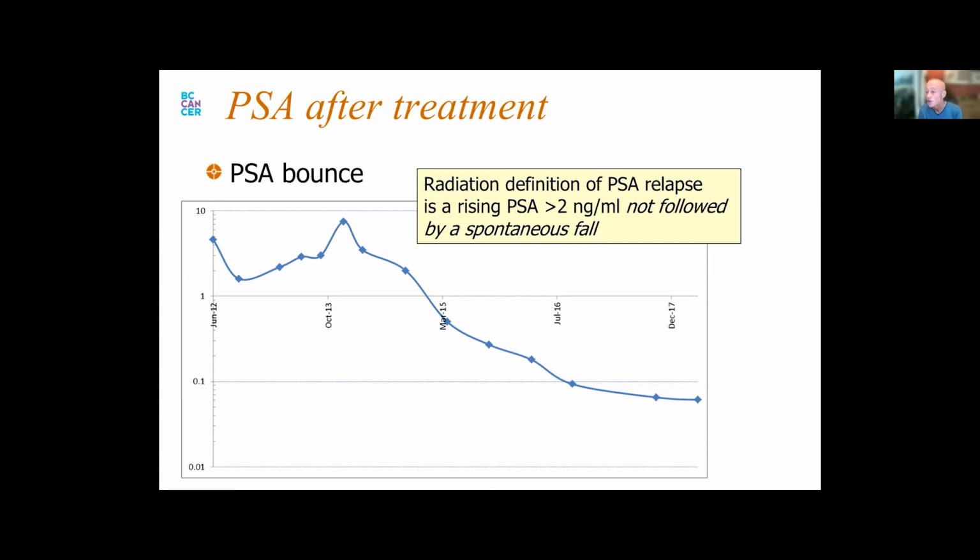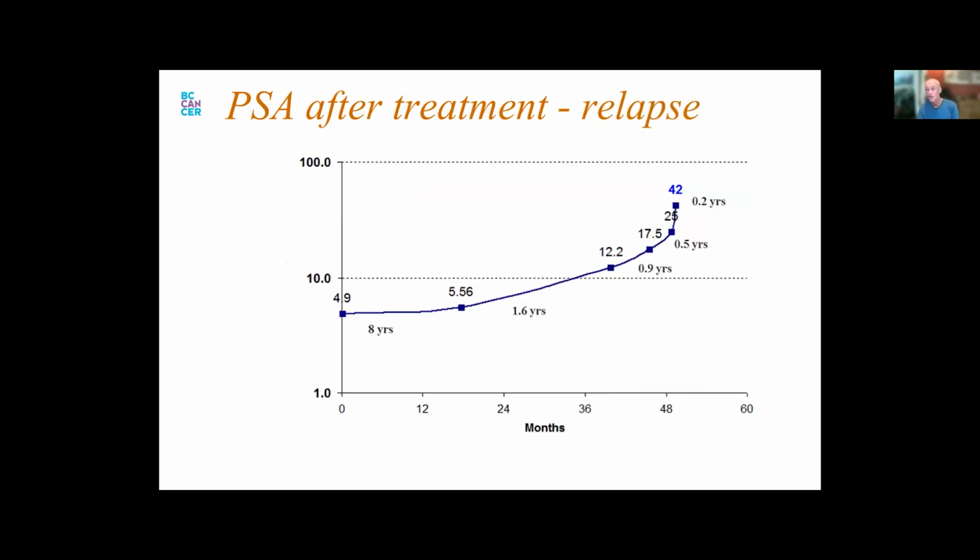Okay, I'll move on. So it's basically, you should have a subsequent fall in the PSA. This is what we don't want to see. This is somebody whose PSA is definitely going up. It's going up faster and faster. The numbers here, the 8 years, the 1.5 years, the 0.9 years, refer to the PSA doubling time. On a logarithmic plot, you can see that this is not a straight line. The PSA is going up quicker and quicker. And this man, whose name I don't know, was one of my patients and unfortunately had metastatic prostate cancer.